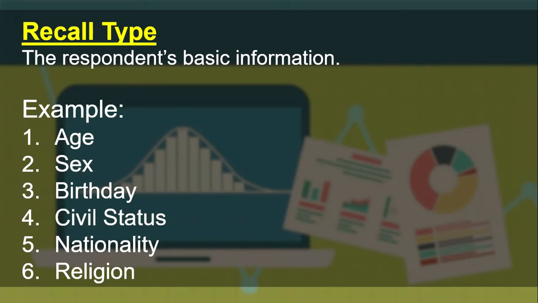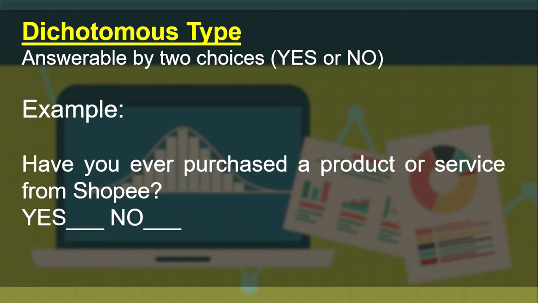And then we have here the recall type, the respondent's basic information: age, sex, birthday, civil status, nationality, religion, address, and such. Okay, and then the dichotomous type, answerable by 2 choices. Mostly, we are using yes or no. Okay, have you ever purchased a product or service from Shopee?